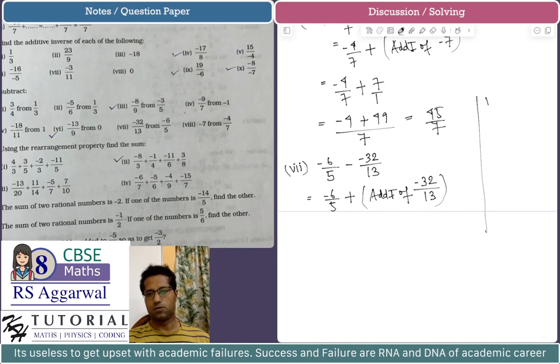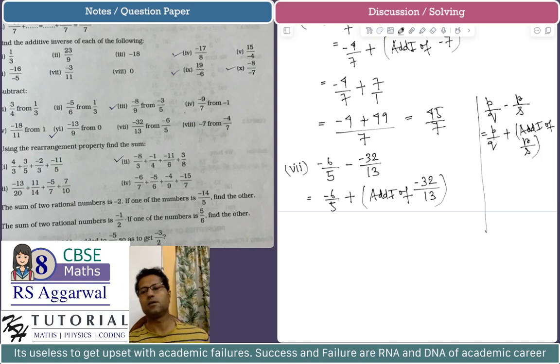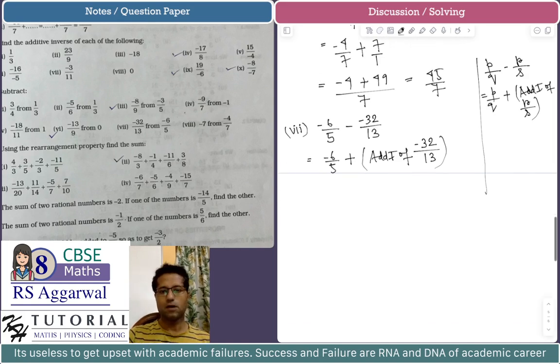Let's say p by q and r by s are two rational numbers, and if we have to subtract the rational number r by s from p by q, we just add to p by q the additive inverse of r by s. This is the basic concept of doing subtraction based on addition of rational numbers and additive inverse of rational numbers. Okay, so this becomes minus 6 by 5 plus, what is the additive inverse of minus 32 by 13? That is 32 by 13.